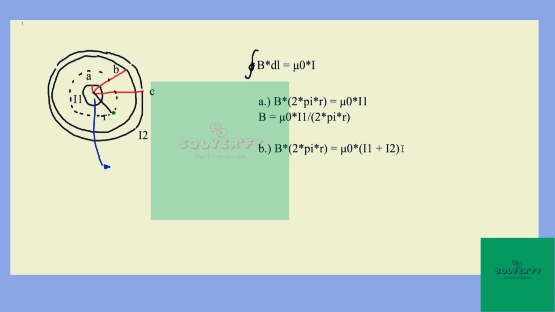And that means that when we solve this for B, we're going to get B is equal to mu naught times I1 plus I2 divided by 2 pi R, where now R is outside of the cylinder.